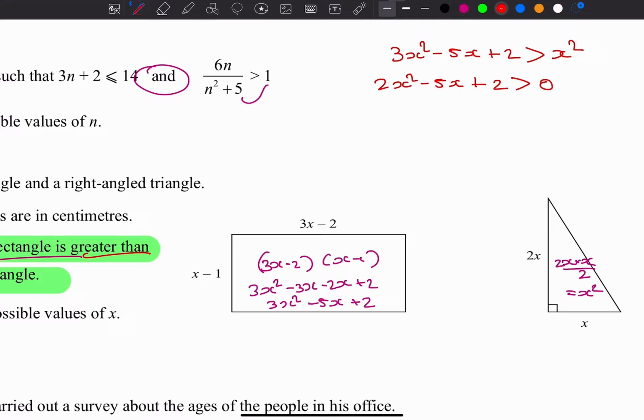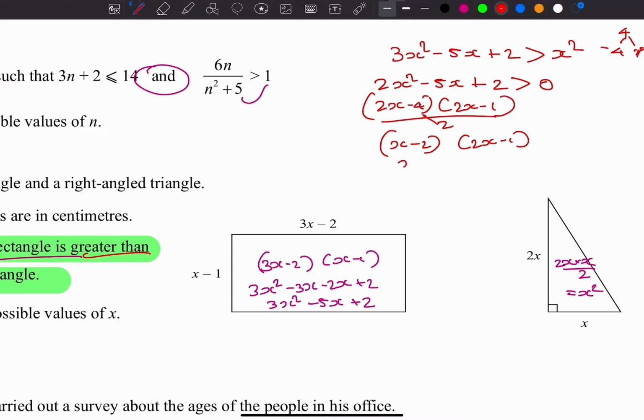2 times 2 is 4, factors of 4 that make 5: 4 times 1. Minus 2x minus 4, 2x minus 1, divide by 2 to divide here: x minus 2, 2x minus 1. x is 2 or x is a half. 2 is a bigger number, half is a smaller number. Circle, circle. Look at the way it points that way. So either x is less than a half or x is greater than 2.